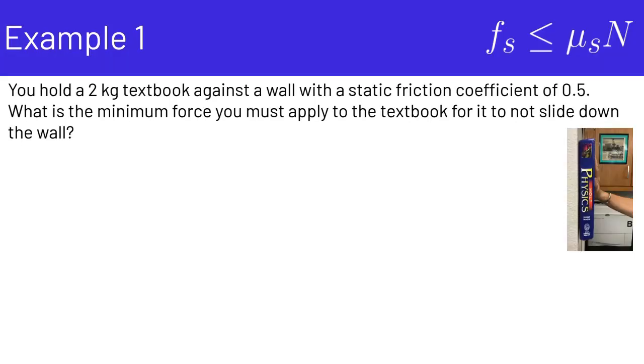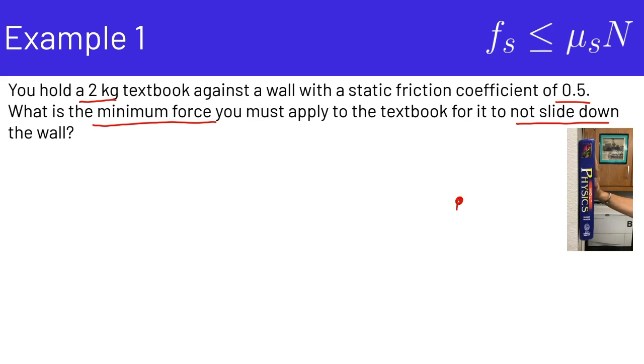Okay, let's look at some examples of how to solve friction problems. Example number 1: you hold a 2 kilogram textbook against the wall with a static friction coefficient of 0.5. What is the minimum force you must apply to the textbook for it to not slide down the wall? As usual, we'll start with a free body diagram.